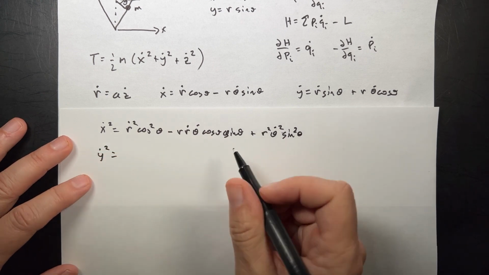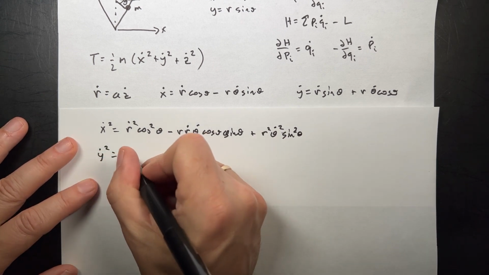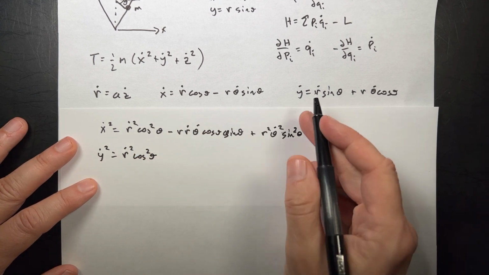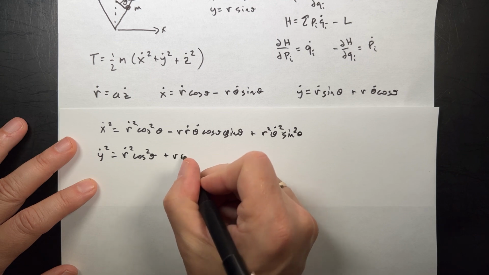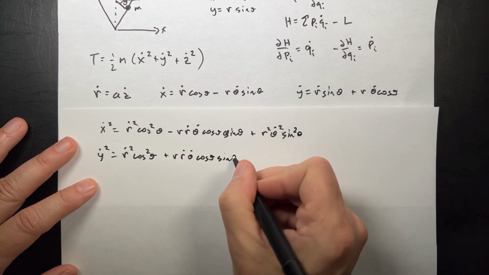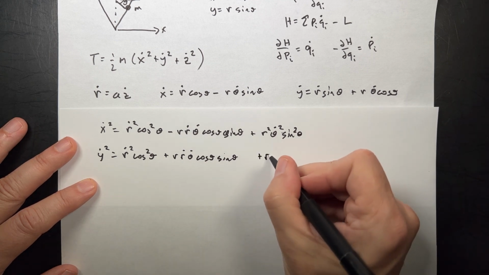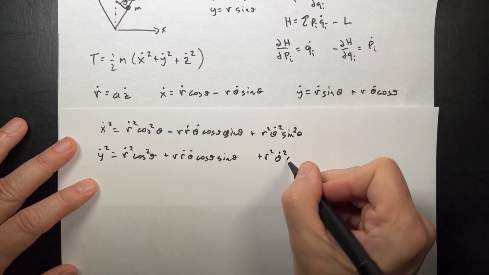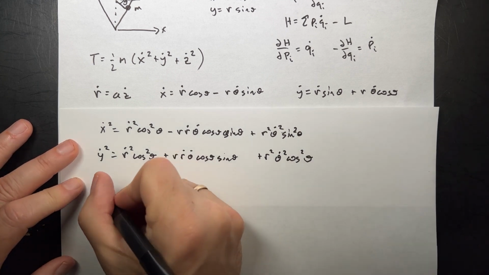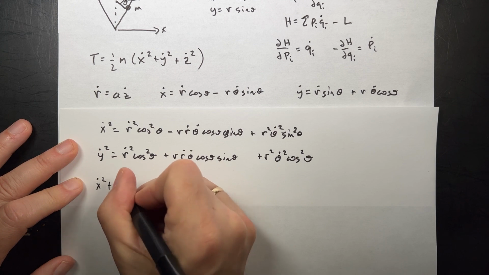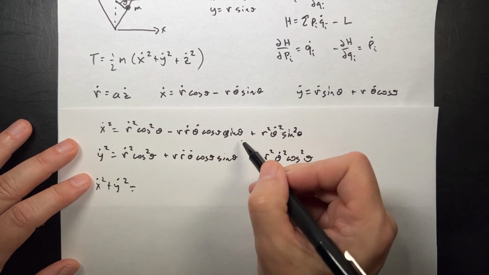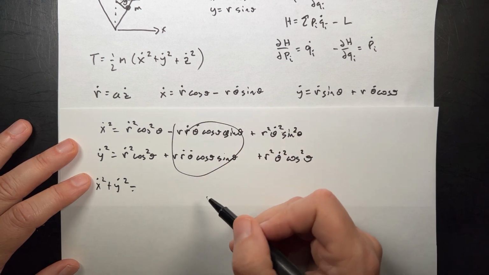y dot squared is going to be equal to this squared, r dot squared cosine squared theta. And then I'm going to get the cross term, which is going to be plus r dot theta dot cosine theta sine theta, and then I'm going to get that squared, plus r squared theta dot squared cosine squared theta. So maybe you can see what's really nice here, because x dot squared plus y dot squared is going to be equal to, let's break this up right here, these two terms cancel.